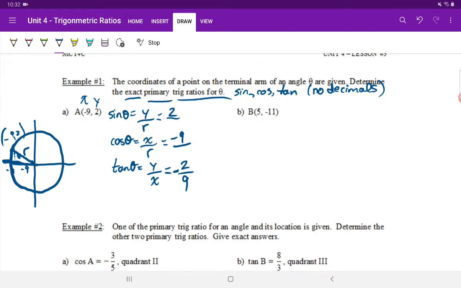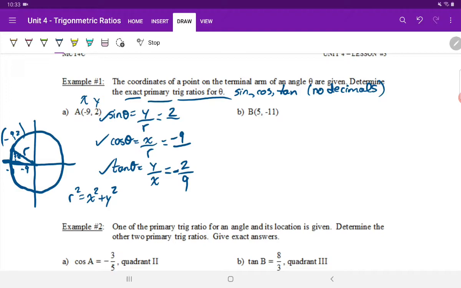So I almost finished this, right? I know my tan ratio. I don't know my cos ratio fully, and I don't know my sine ratio fully. I need to find r in order to do that. How can I find r, the radius of that circle? Well, if we created a right angle triangle here, we can find r using Pythagorean Theorem.